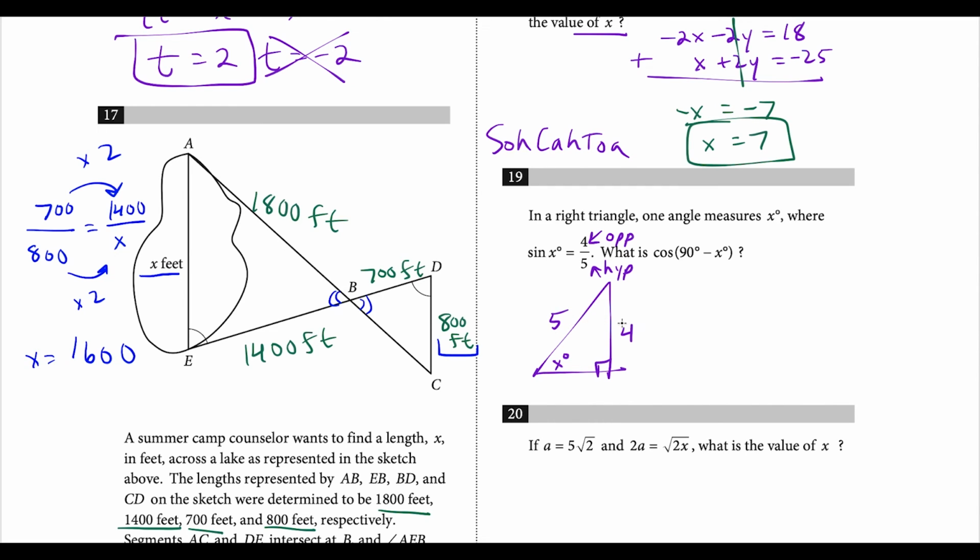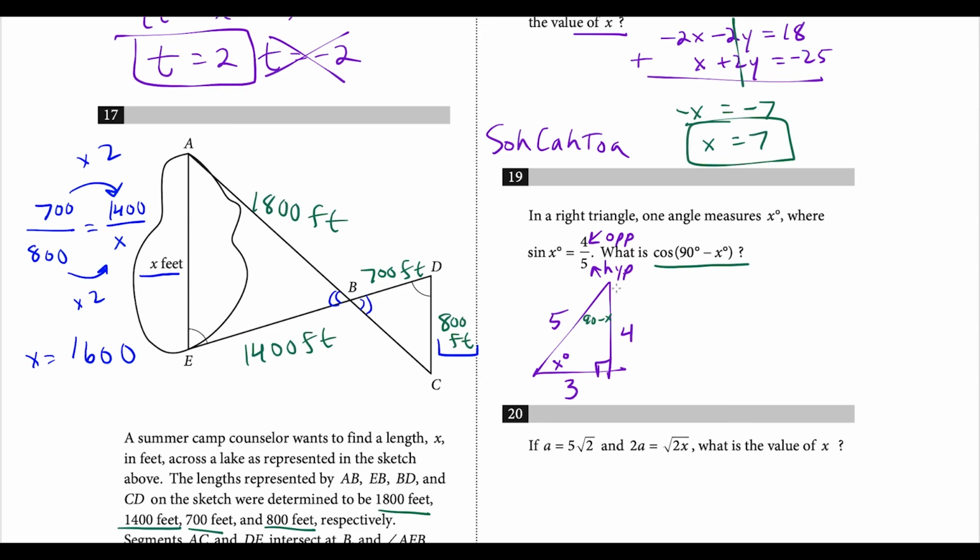Now, you should show up to the SAT knowing your Pythagorean triples. This is a 3, 4, 5 right triangle. Otherwise, we have to use the Pythagorean theorem to solve for the missing side. Now, what we have next is, what is cosine of 90 minus x? Just know when they say 90 minus x within right triangles, they're referring to the other acute angle over here, because the sum of all the angles in this triangle is 180 degrees. So 90 minus x refers to this angle over here. This is the 90 minus x degree angle.